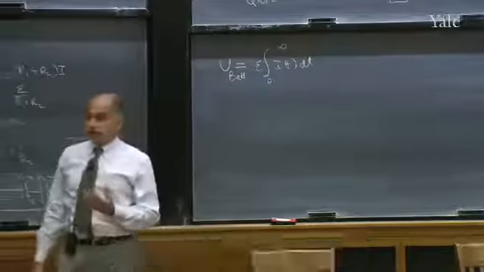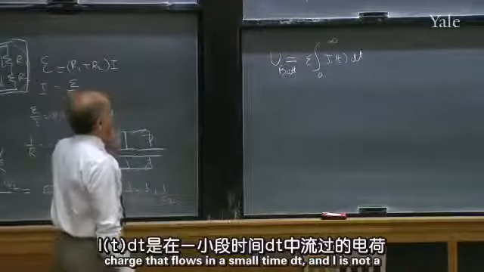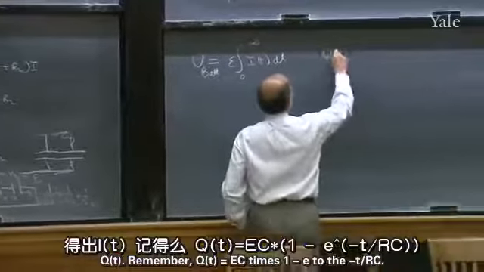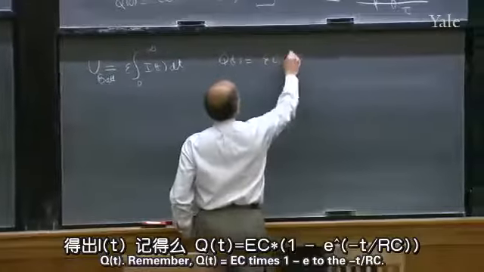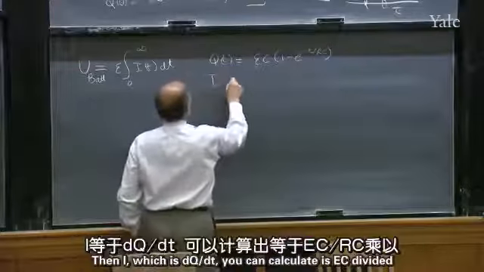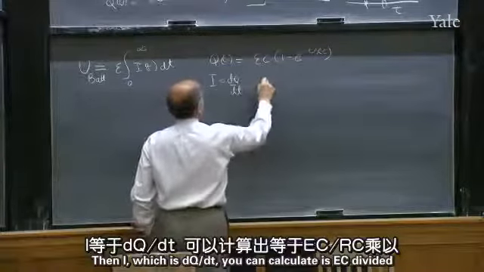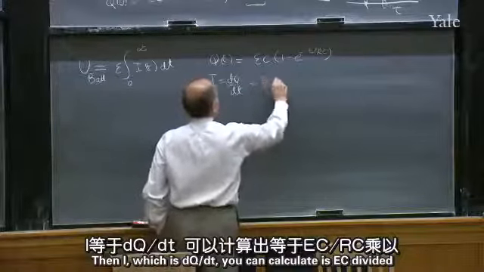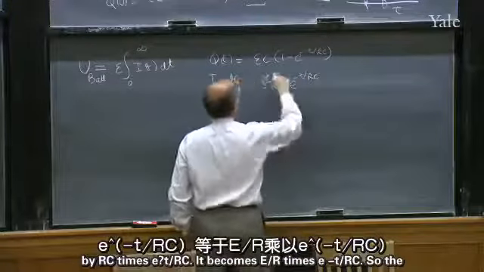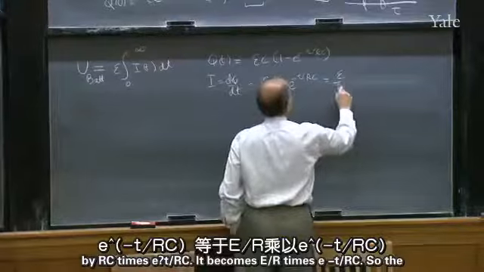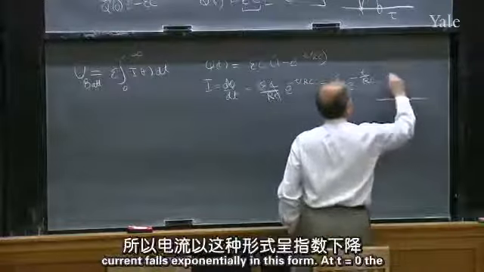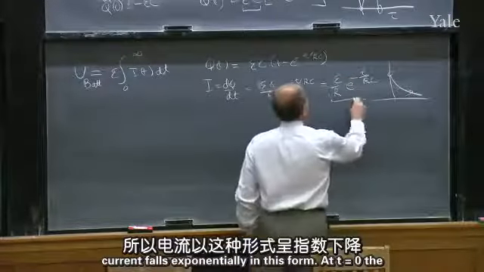I of t dt is the charge that flows in a small time dt, and I is not a constant. In fact, we can find I of t from the formula for Q of t. Remember, Q of t is equal to EC times (1 minus e to the minus t over RC). Then I, which is dQ/dt, you can calculate, is EC divided by RC times e to the minus t over RC. It becomes E over R times e to the minus t over RC. So the current falls exponentially in this form.